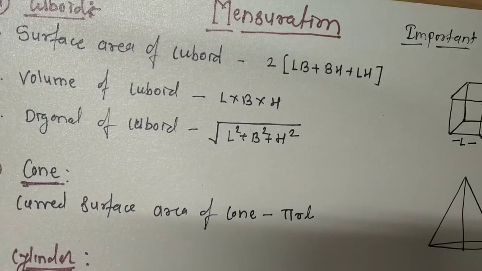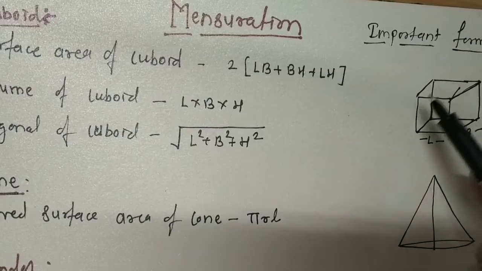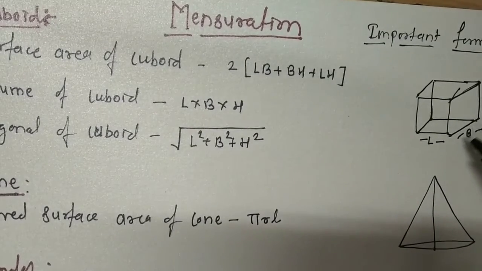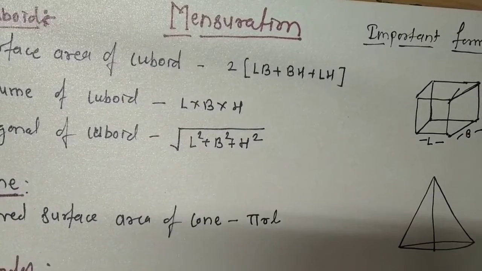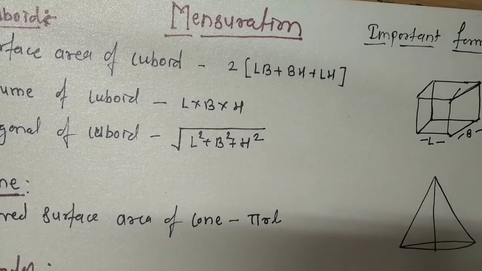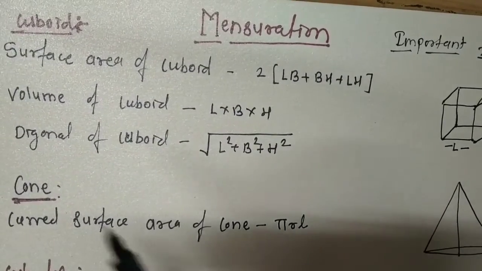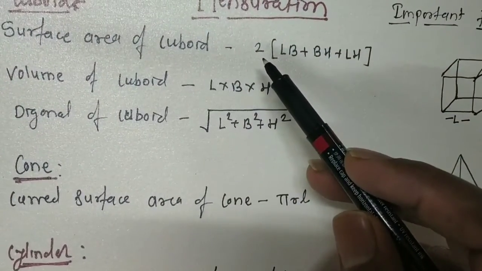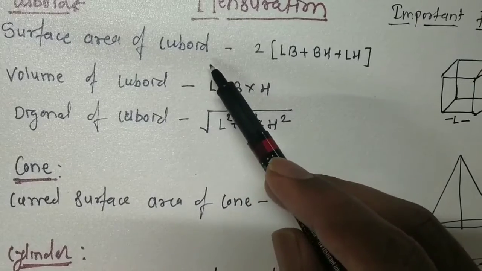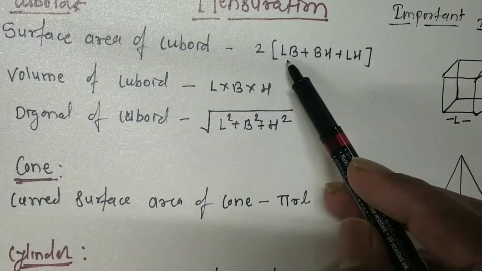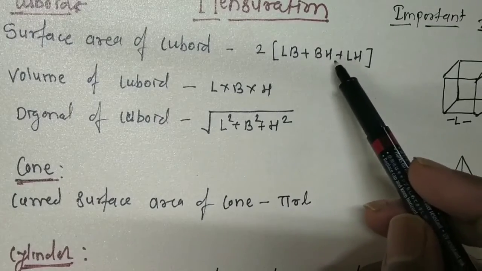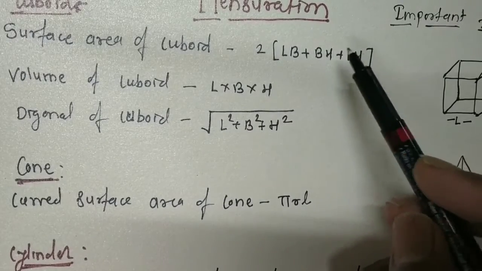So what is a cuboid? A cuboid looks like this. This is the diagram of a cuboid, where length is nothing but your base, breadth is this, and height is nothing but this part. Now suppose I want to calculate the surface area of a cuboid, then the formula is 2 into (LB plus BH plus LH): length into breadth, breadth into height, and length into height.